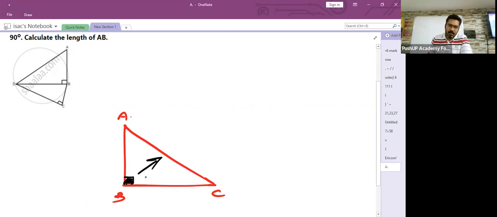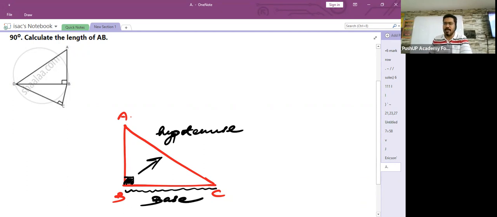AC, the side which is opposite to the 90 degree angle, is always known as what? The hypotenuse. And in a right angle triangle, the hypotenuse happens to be the longest side in the triangle. Now, the side with the help of which the triangle sits on the floor is usually known as what? The base. And the perpendicular line which you draw to the base BC is known as what? Altitude. You can call it altitude, or else you can call it height.